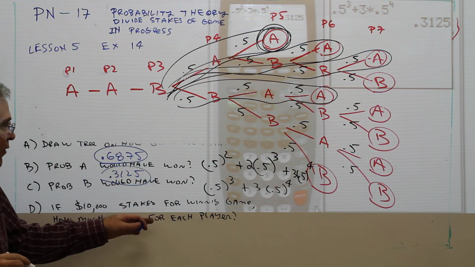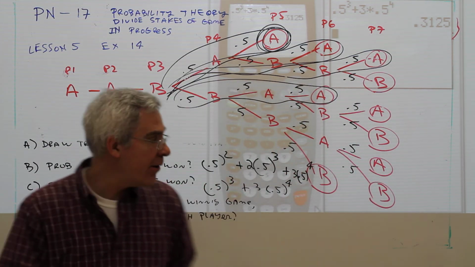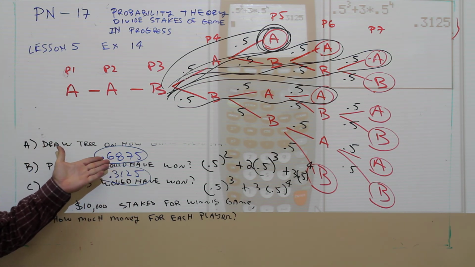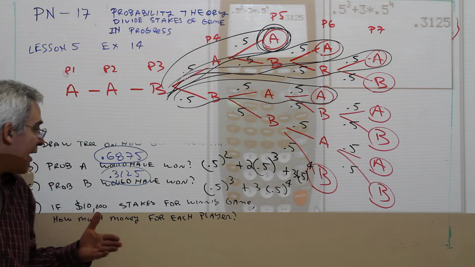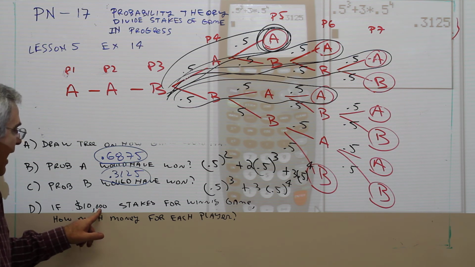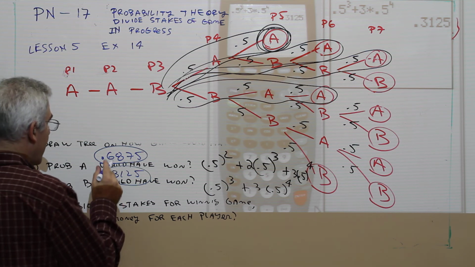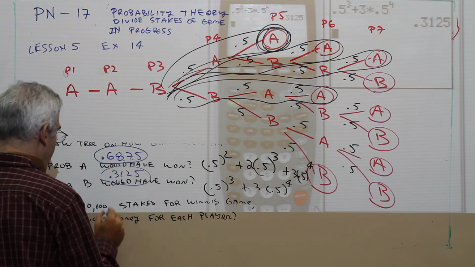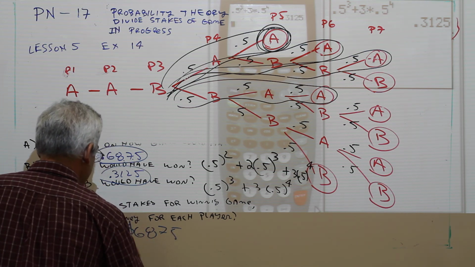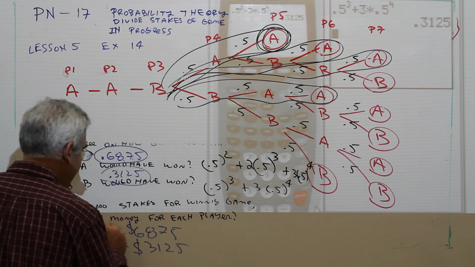And then how should the stakes be divided? Well, if the game had to be stopped at this point, it only seems fair, since player A had a greater probability of winning, that he should get a greater share of the stakes. So we'll just multiply the stakes by each probability. So $10,000, that's just moving the decimal place 4 places. So A should get $6,875, and B should get $3,125.